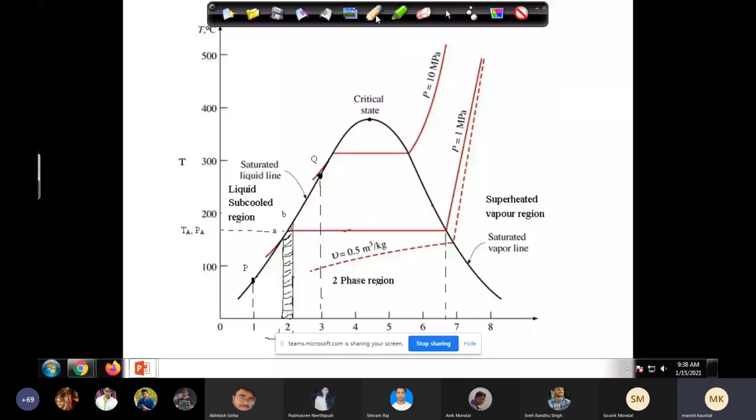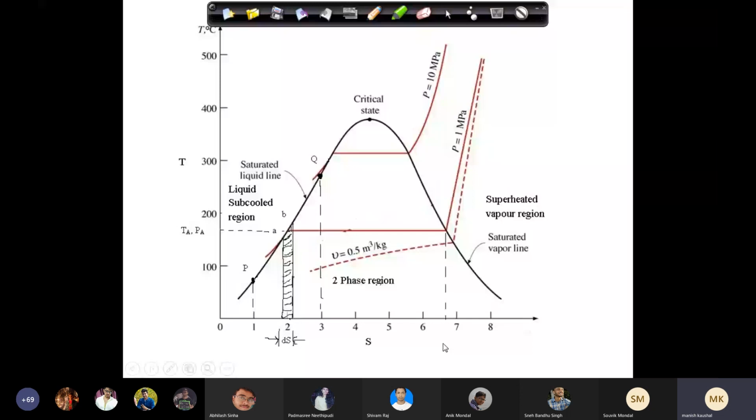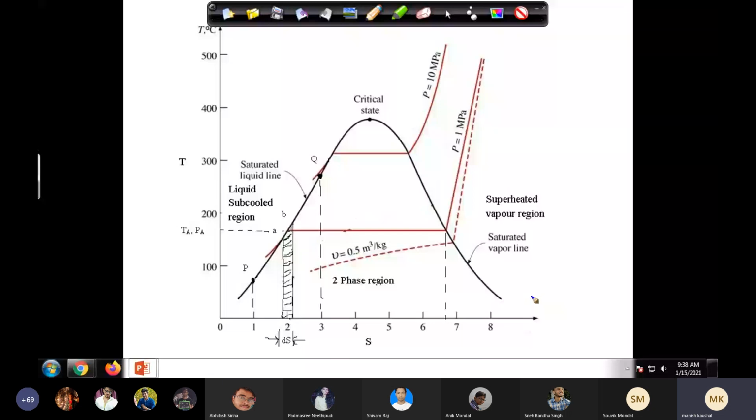This is entropy again. So this is also S. Same thing. I have just put multiple diagrams from various sources so that you can get familiar. These red lines are isobars. Same thing which I discussed, the temperature-entropy diagram. This is our saturated vapor line, and this is our saturated liquid line.